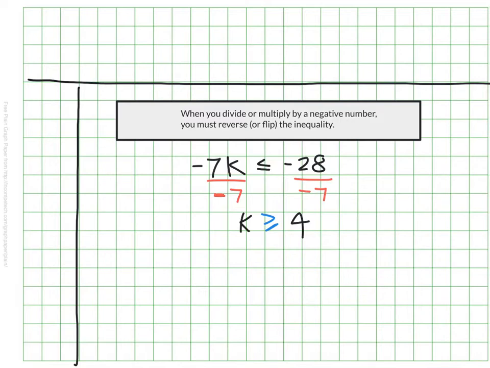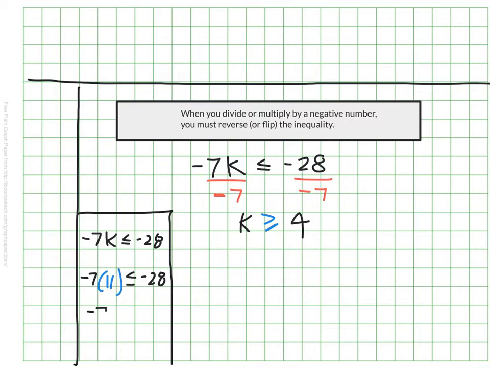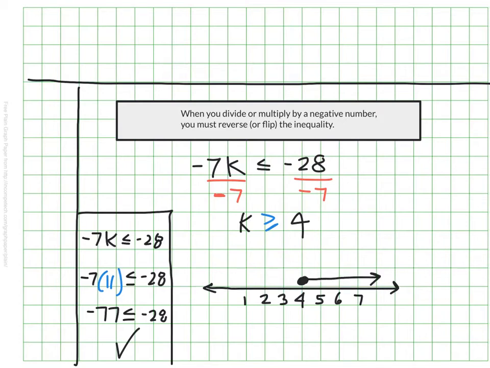I am flipping my inequality, and we'll test it to make sure that is, in fact, the way to satisfy this inequality. I'm going to choose a number for k that is greater than or equal to 4. I'll just pick 11 here, why not? And I'm going to fill this in, and I'm going to solve. And 11 times my -7 would give me a -77, which is definitely less than or equal to, in this case less than, -28. It worked. And as with all inequalities, I'm going to go ahead and graph this to show all the possible solutions. It could be 4 or anything greater than 4, like 11, that would make this original inequality true.